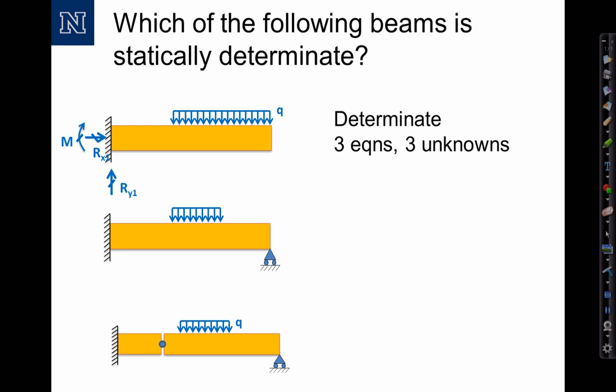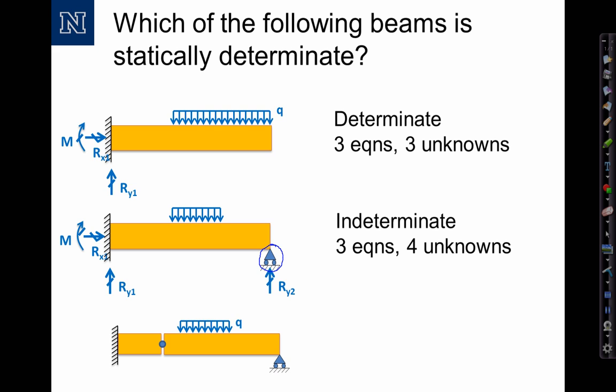The next one shown here is a propped cantilever. In addition to the fixed support, we have this roller support at the end. Basically, this gives us an extra unknown, so we have 4 unknowns but only 3 equations to work with. This system is indeterminate by 1 degree.